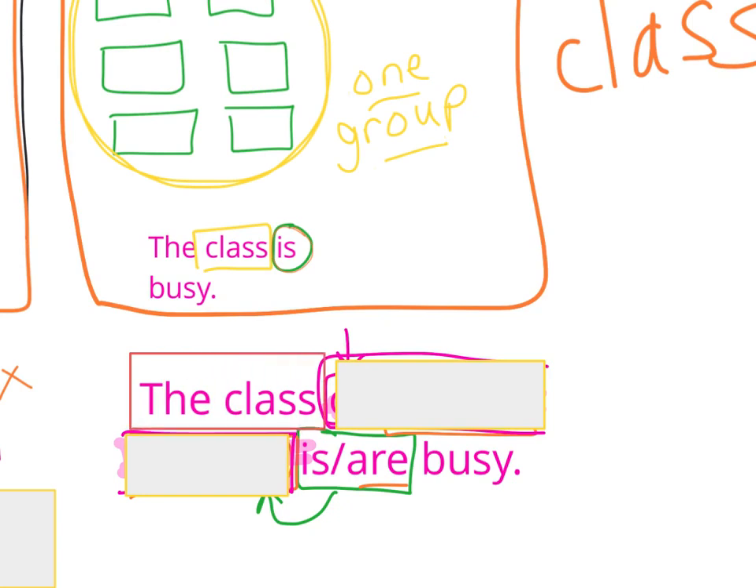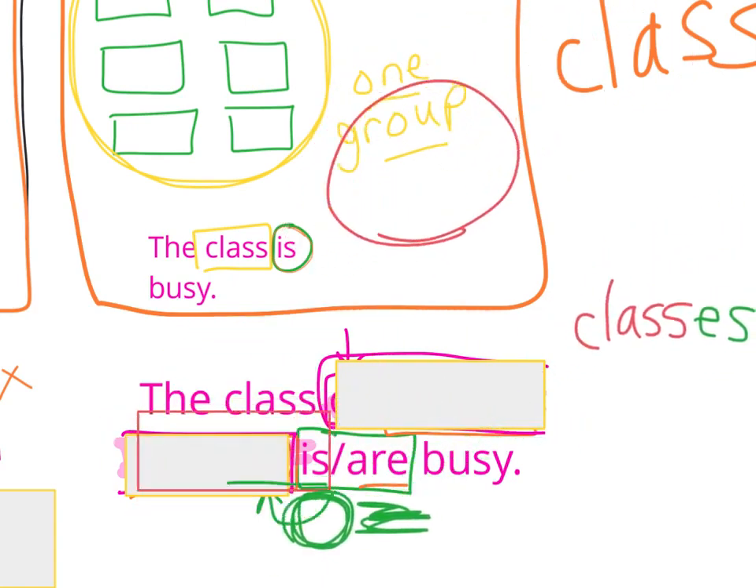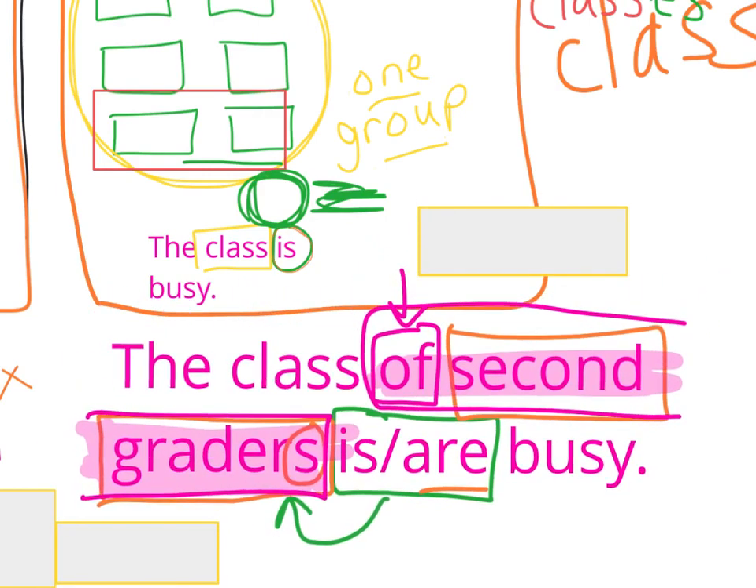And it's this, the class. Class is always just one group. If it was more than one group, we would see the word class and then we would add ES to the end of it, classes. But this just says class, which is just one, so we are going to use the verb is. The class is busy. And now we can move this and read the whole sentence. Let me move that out of the way. The class of second graders is busy.